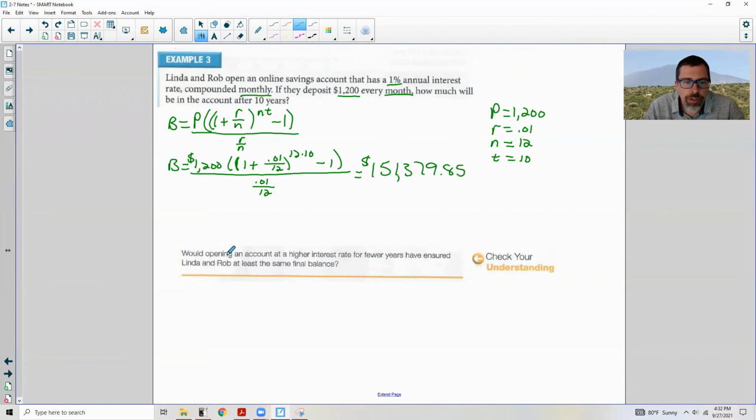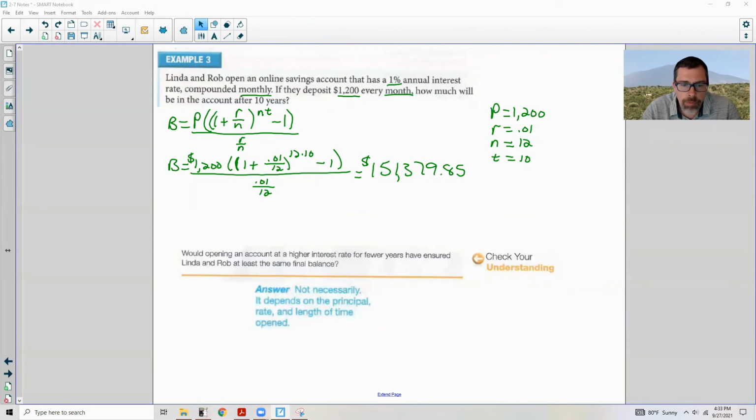All right, so check your understanding. It says, would opening an account at a higher interest rate for fewer years have insured Linda and Rob at least the same final balance? Not necessarily. It depends on what the rate is. It depends on the principal, the rate for starters, and the length of time you're going to have it open. So those are two other factors that can make it or break it.